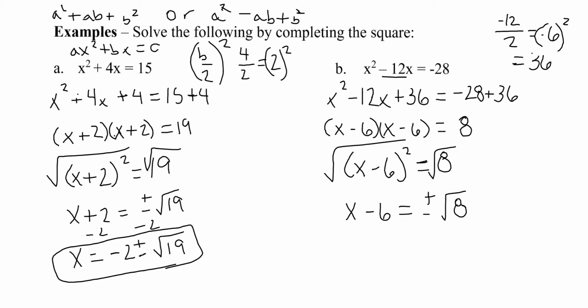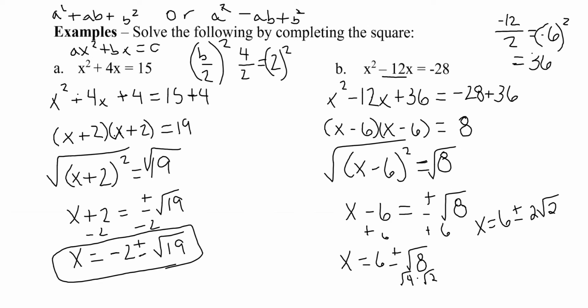Now I do have a little bit of work to do here. First, I'm going to isolate the x by adding 6 to both sides. So I get x equals 6 plus or minus the square root of 8. But the square root of 8 I can simplify. If you recall, it equals the square root of 4 times the square root of 2. And the square root of 4 is 2. So my final answer is going to be x equals 6 plus or minus 2 square root 2. So that's my final answer.